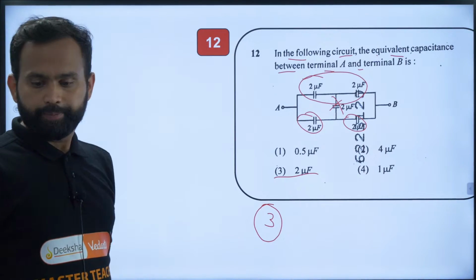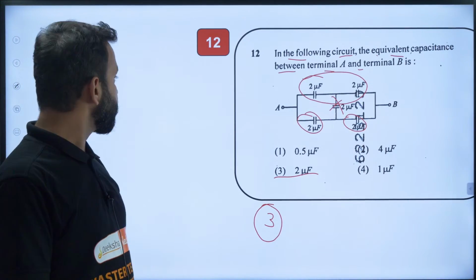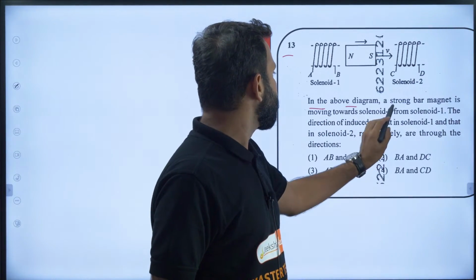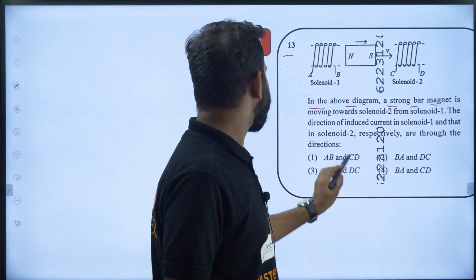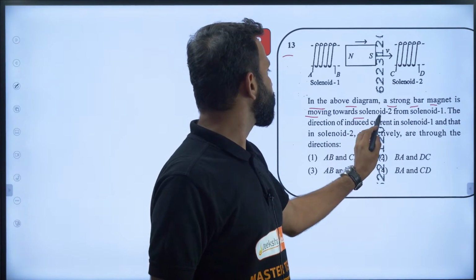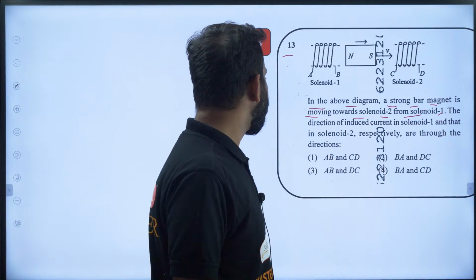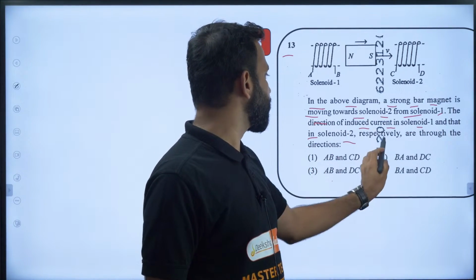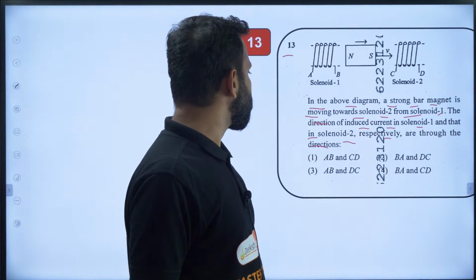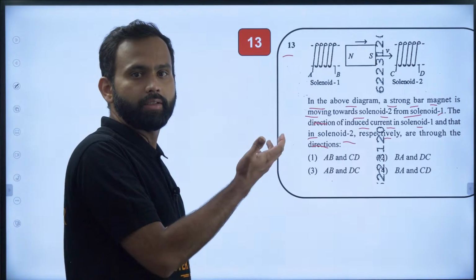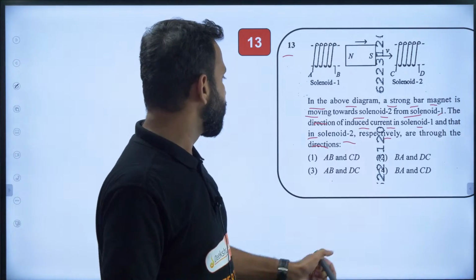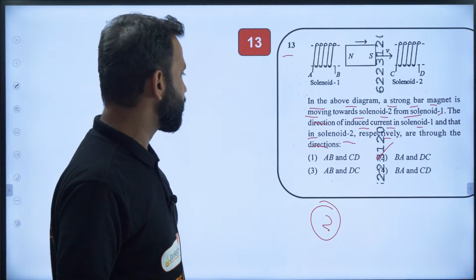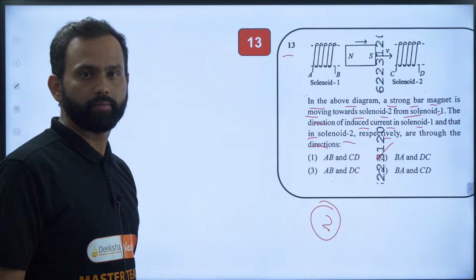Understood? Next one, question number 13. In the above diagram, a strong bar magnet is moving towards solenoid 2 from solenoid 1. The direction of the induced current in solenoid 1 and that in solenoid 2 respectively are through the directions. This one is again an easier question, right? Apply Lenz's law, you will get the answer 2, BA to DC.